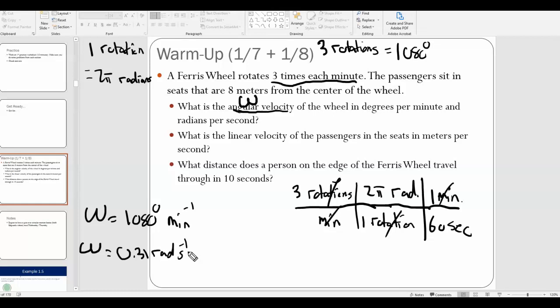Now, the second question says, what is the linear velocity of the passengers in the seats in meters per second? Now, in the last video, we talked about 3 different equations. We talked about the equation for arc length. We talked about the definition of angular velocity, which is basically defined as the rate at which your angular displacement changes over time. And then we wrote the equation that relates linear velocity to angular velocity.